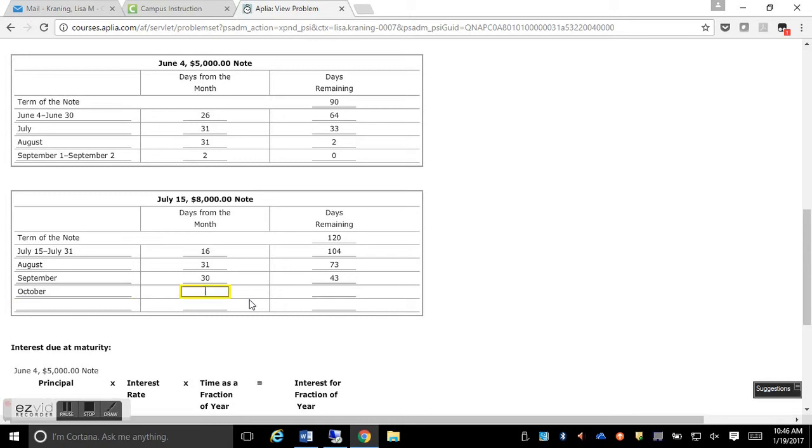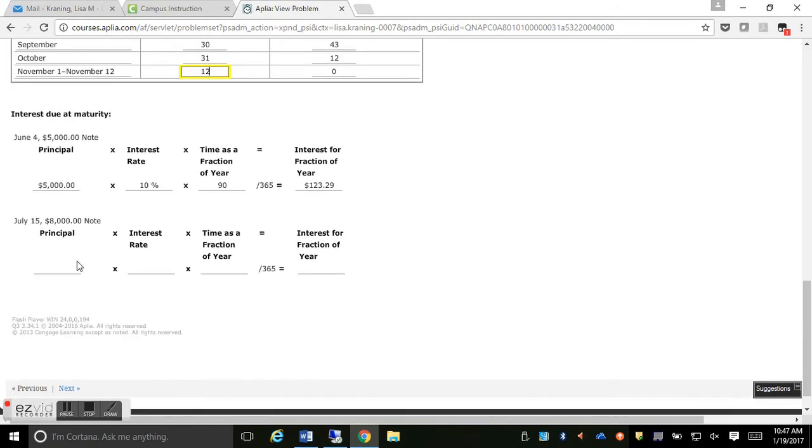October would be the whole month. There are 31 days in October. 43 minus 31 gives us 12. And once again, remember we have to end with 0. So we're going to go November, excuse me, not September, November 1 through 12, because we have 12 days left. We have 12 days left, we need to get to 0.